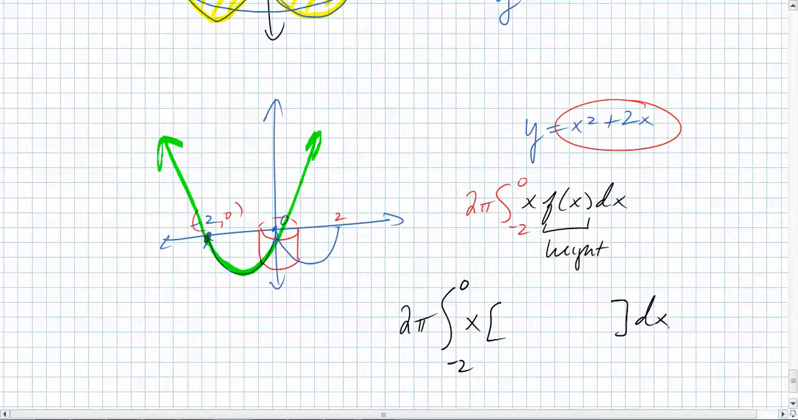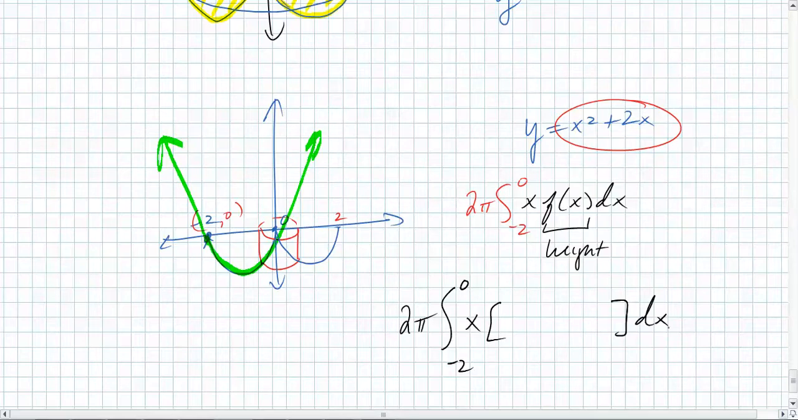No, it's not. f of x is negative. The height needs to be positive. How do you find the distance between two numbers where one is bigger than the other? Subtraction, right? What's the bigger number? 0. 0 minus what? In this case.